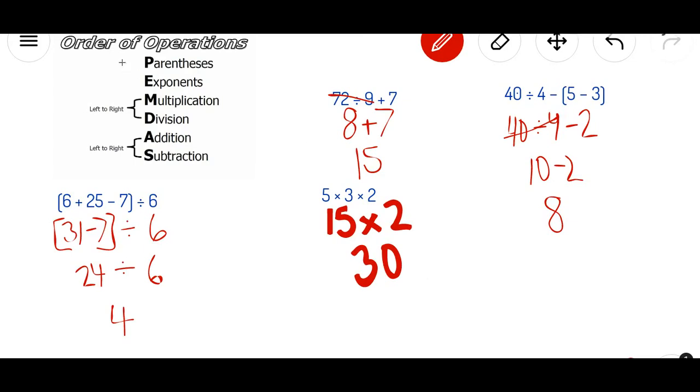A good way to remember this right here is "please excuse my dear Aunt Sally." There are a lot of different ways that you can remember it, and there are a lot of different ways online too.